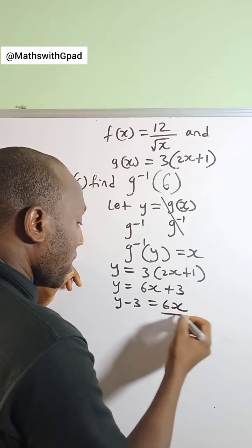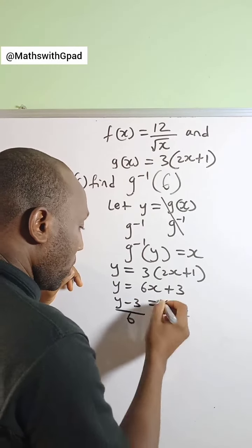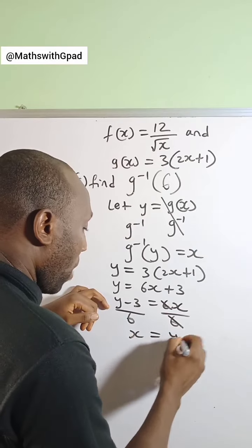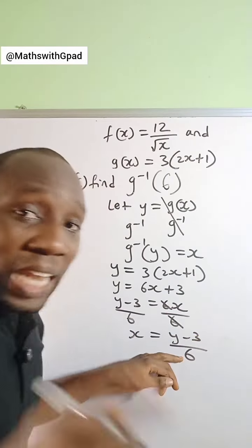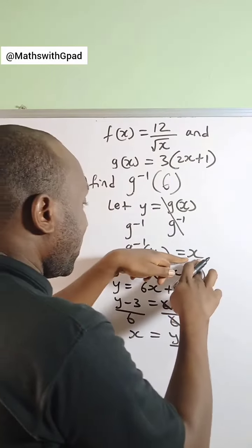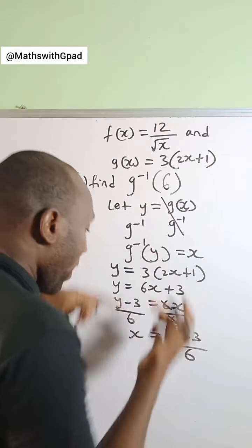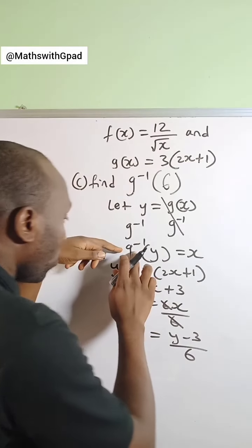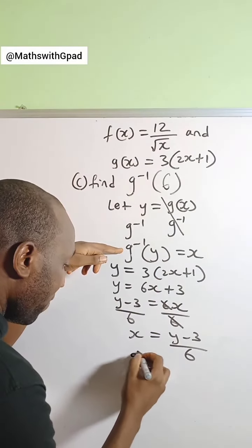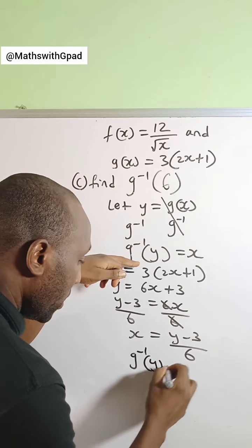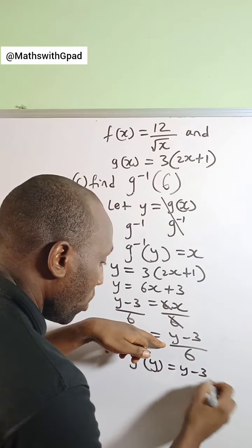And if you divide both sides by 6, x will be equal to what? Y minus 3 over 6. Now remember that x is equal to what? G inverse of y. So I'm going to replace x with g inverse of y. So that's g inverse of y is equal to what? Y minus 3 over 6.